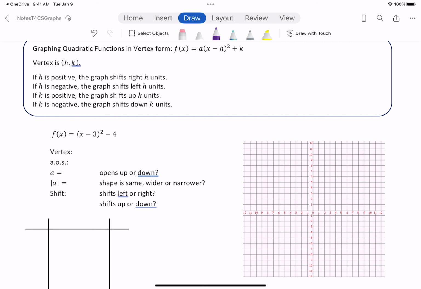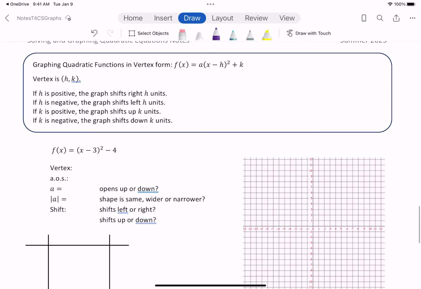All right, so the last one of these that we're going to look at kind of combines the stuff that we've learned. So these quadratic functions are actually in what we call vertex form, which looks like f of x equals a times x minus h squared plus k. So the vertex here is going to be h, k.